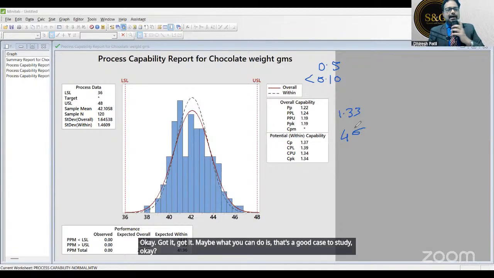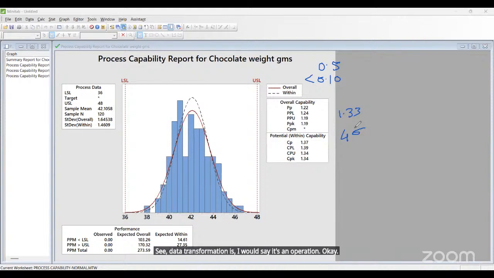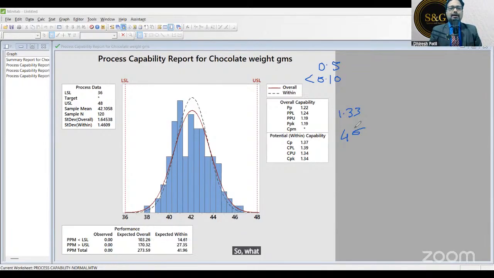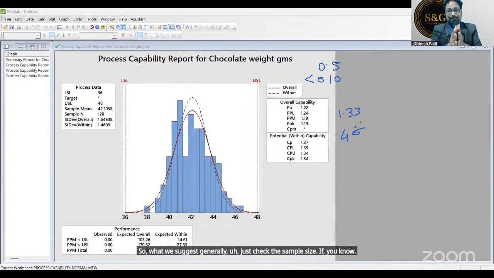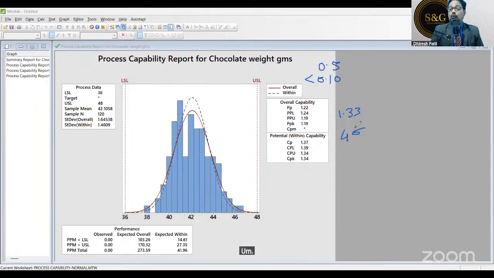See, data transformation is, I would say, an operation. When the physician suggests an operation, it's the last resort. So what we generally suggest is to check the sample size first. See if by increasing some samples you can get normality. If not, there are other ways as well, for example Box-Cox or Johnson transformation. Nowadays you transform the data and then check the process capability.